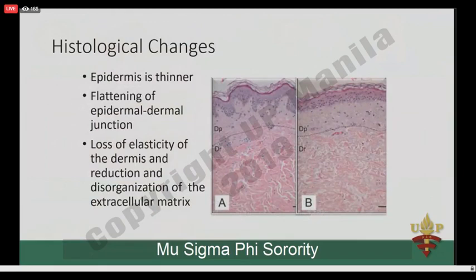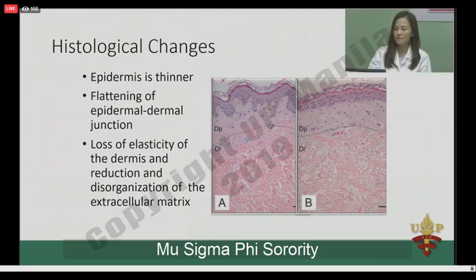This is a photo of the histological changes of young skin versus the old skin. So we have the epidermis is thinner, and there is flattening here of the epidermal-dermal junction. And if you see, there is loss of elasticity. You see the broken down collagen over here compared with the nice color of the collagen in young skin.